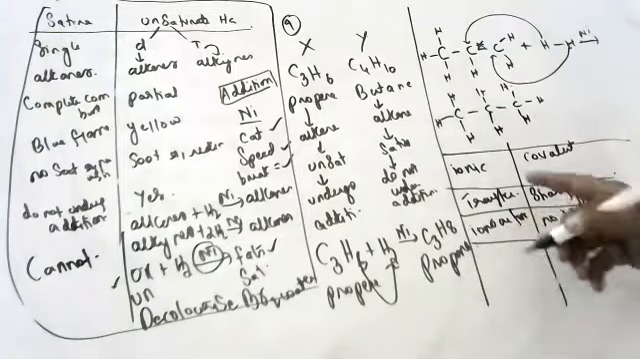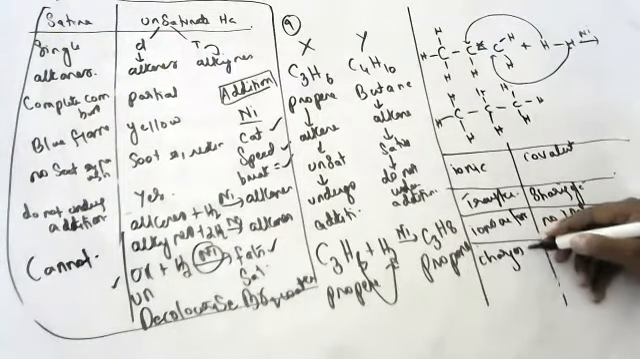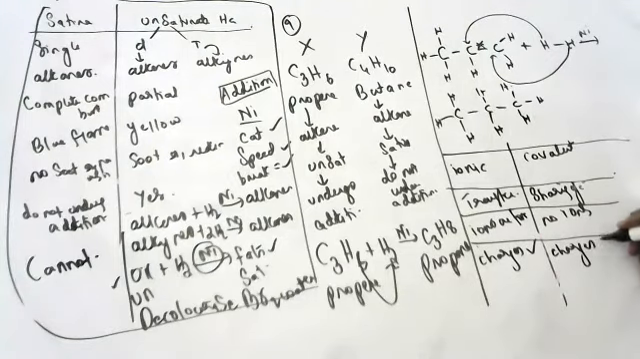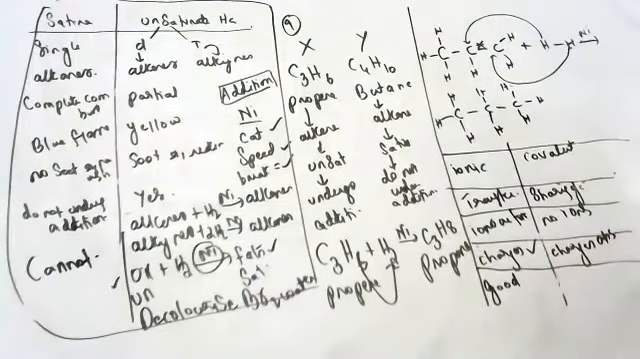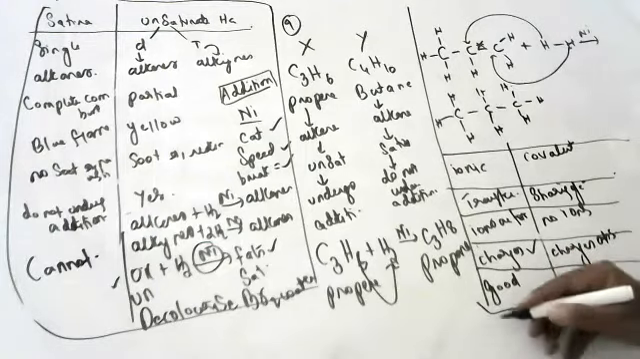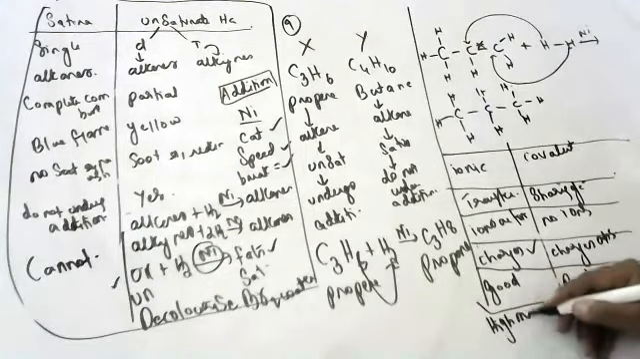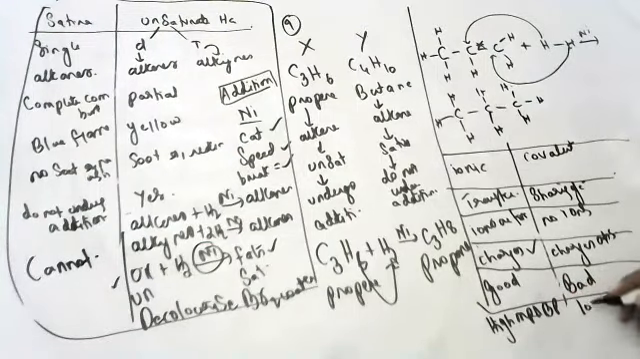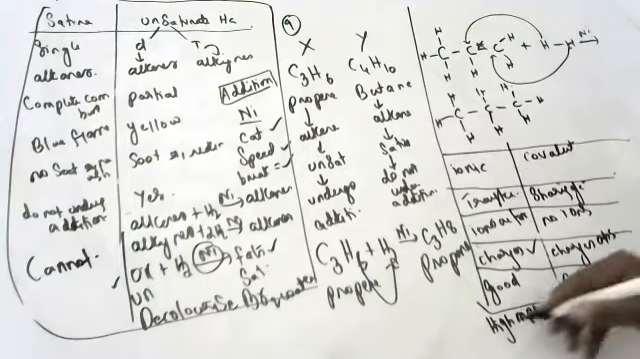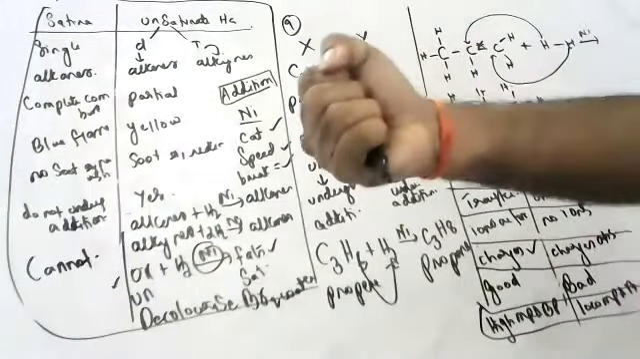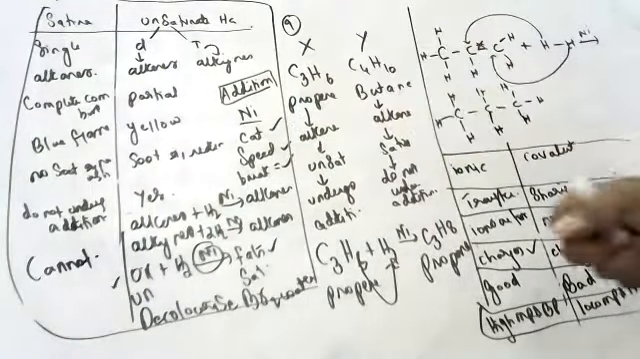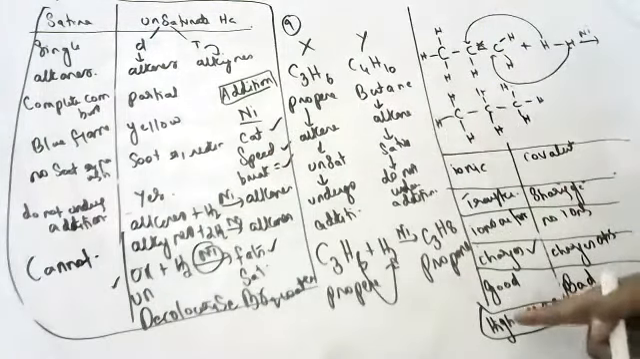Because ions are formed, charges are present. Here, charges are not present because there are no ions. Because they have charges, they are good conductors of heat and electricity. And here they are bad conductors of heat and electricity. And here they have high MP and high BP. Why high MP and high BP? Because of strong intermolecular attraction. Why? Because they have ions. Plus and minus ions are held strongly, children. Here, no ions, they are held weakly. That's why they have low MP and low BP.